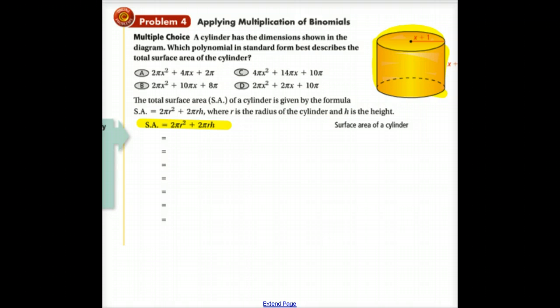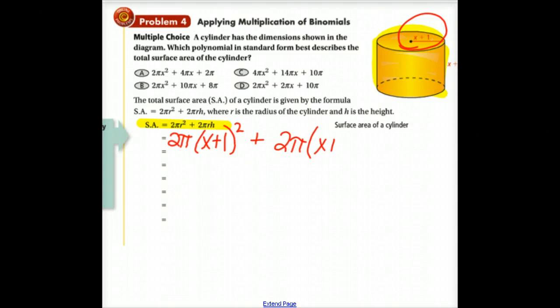So here we go. First, 2 pi times the radius squared. Here's the radius, x plus 1, x plus 1, and that's going to be squared. We're going to add that to 2 times pi times the radius, which is x plus 1, times the height, which got cut off. Let me look at my book. It's x plus 4. So 2 pi times the radius times height.